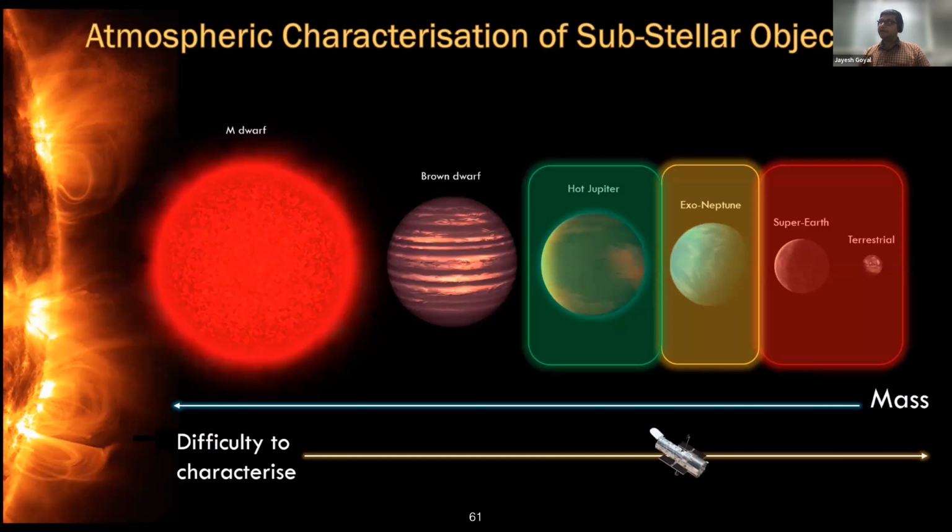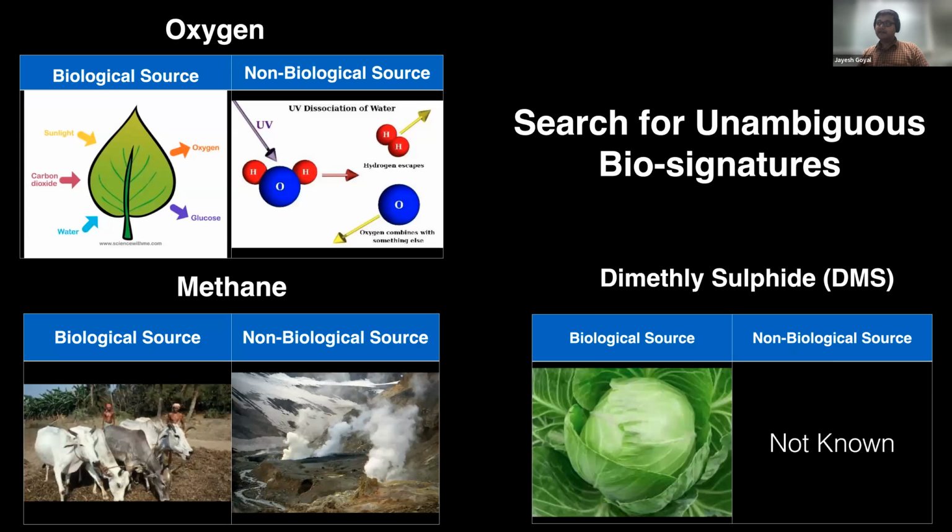Atmospheric characterization initially started with hot Jupiters and warm Neptunes, because they were good targets. But slowly, as our instruments and techniques are getting better, we are moving toward smaller and smaller planets, exo-Neptunes, super-Earths, with the ultimate aim to characterize Earth-sized planets. That is our ultimate aim, but that is very difficult. As you can see from this plot, it's very difficult to characterize smaller planets because the smaller size of the atmosphere and smaller mass make the SNR, the signal to noise ratio, small, which makes it very, very challenging.